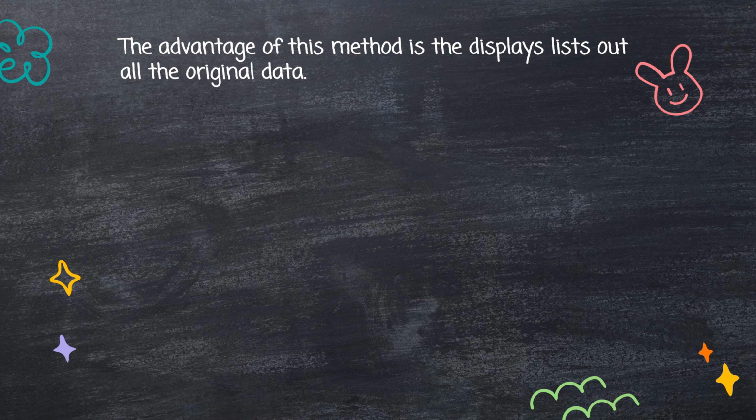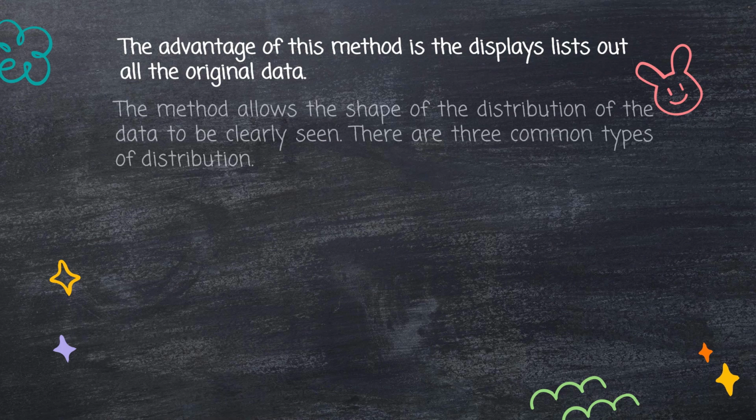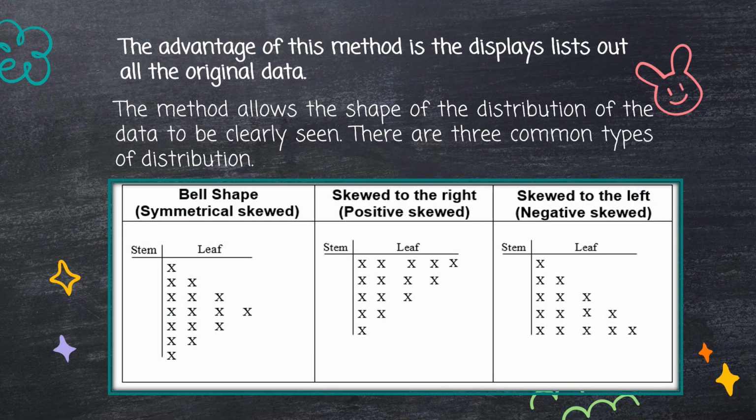The advantage of this method is that the display lists out all the original data. The method allows the shape of the distribution of the data to be clearly seen. There are 3 common types of distribution. First is the bell shape. From the diagram, it is found that there is the same amount of data at the ends of the plot. Hence, the data is symmetrical.